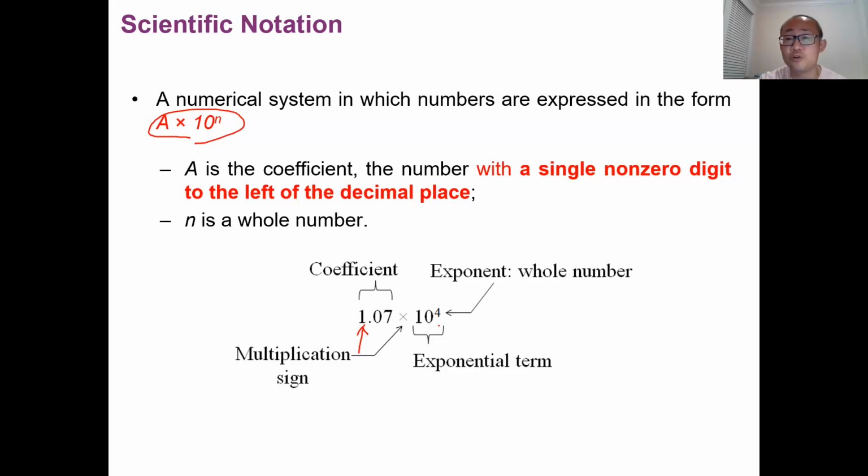Times 10 to the exponent. The exponent must be a whole number. It could be 1, could be 2, could be 3, could be a million, could be 1,000, but it must be a whole number. So that's basically the format of scientific notation: something point something times 10 to the something. And also the exponent could be a negative number. It does not have to be a positive number, but it must be a whole number, like -5, -6.